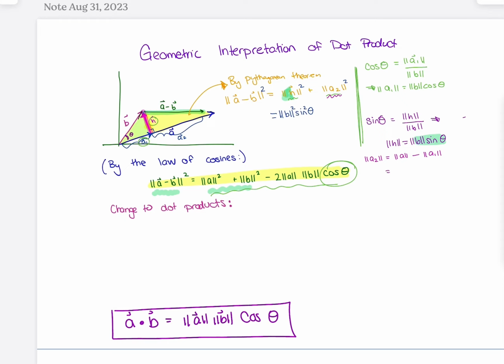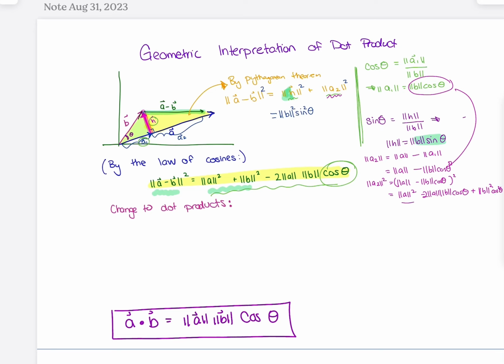So that means that the length of A2 is just going to be the length of A minus, let's go ahead and use this thing we found for A1 up here, the magnitude of B cosine theta. And so when I square that quantity, I just need to square this whole thing. So I'm going to get the magnitude of A minus magnitude of B cosine theta, that whole thing squared. So I get magnitude of A squared minus magnitude of A times the magnitude of B times the cosine of theta, all times 2, plus the magnitude of B squared cosine squared theta.